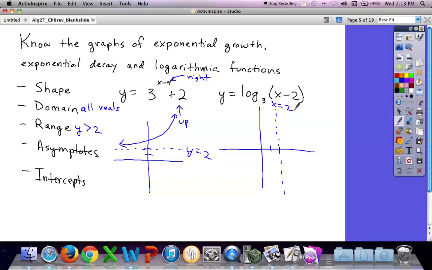So what would have been the new domain? Right, the graph now is like this. What's the domain? X is greater than 2, and the range is still all real.